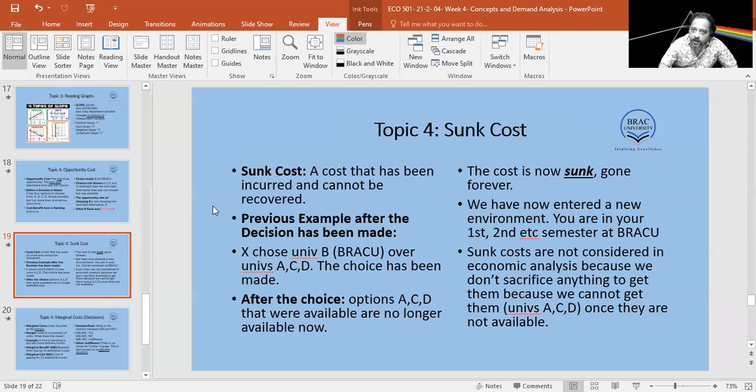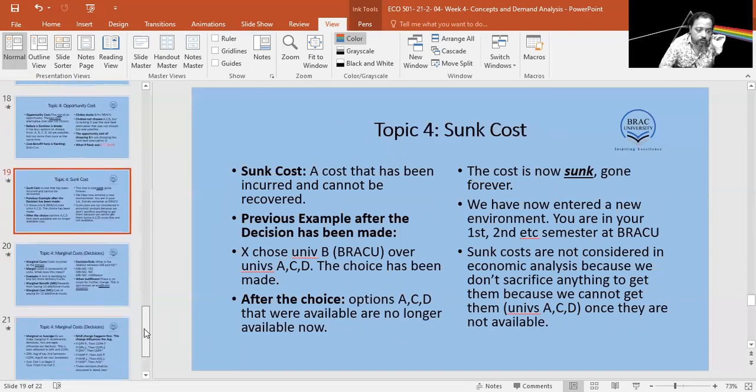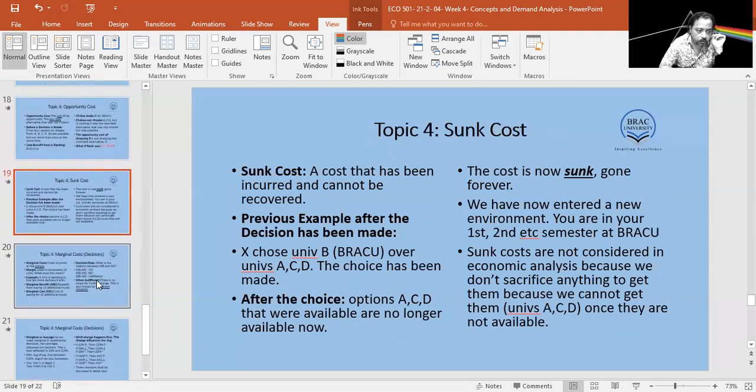Now that we are in BRAC University, we cannot compare BRAC University with the choices that we had before. That's why we don't discuss sunk costs. However, behaviorally, we do discuss sunk costs. Okay, but how we do that, we will discuss later on in the course.